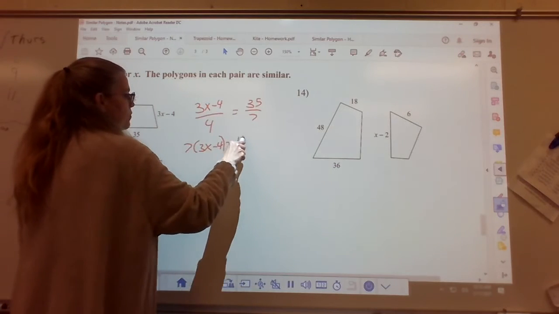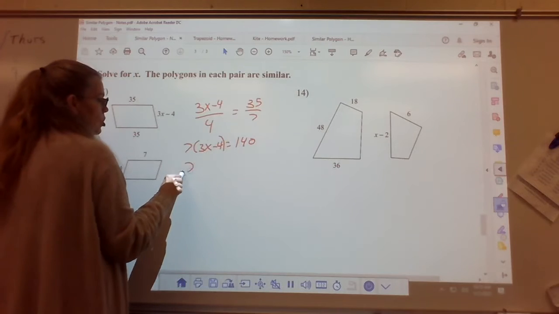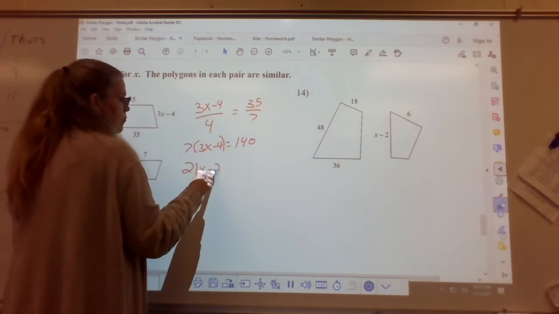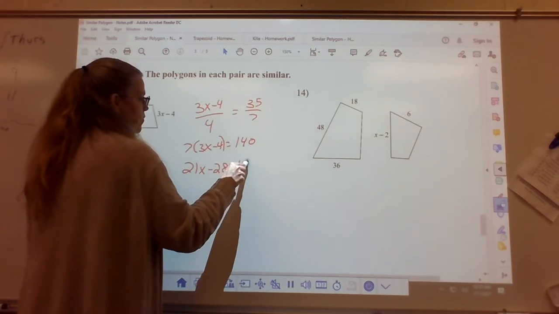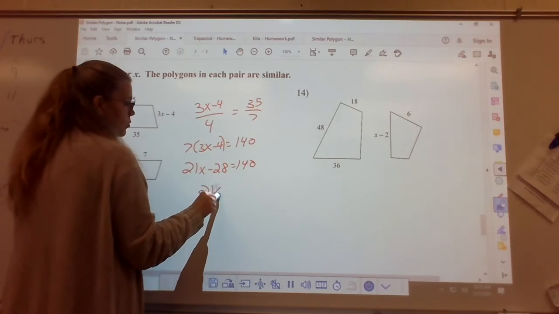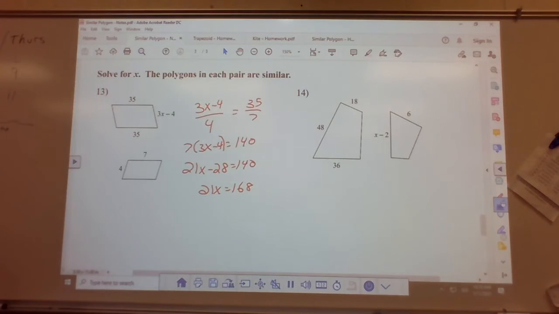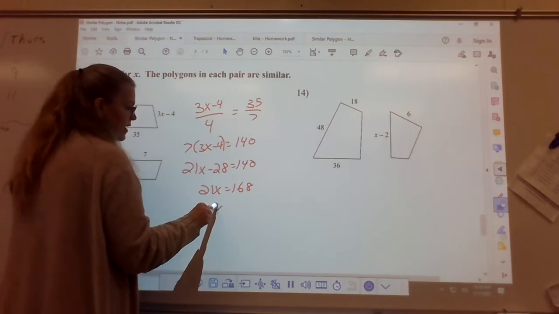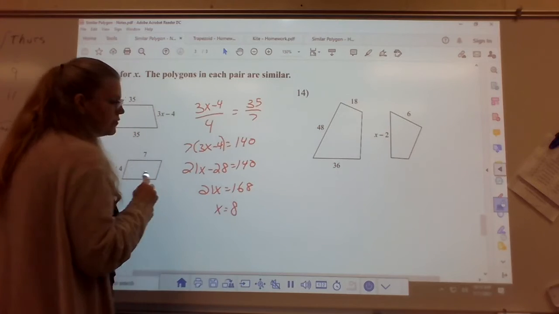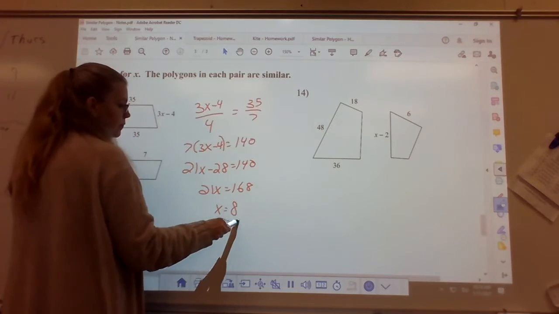35 times 4 is 140. Distribute the 7. So 21x minus 28 equals 140. Now I've got to add the 28. So 21x equals 168. So I get 168 there. Divide, I get 8. Now all of these should give you a whole number. If you don't get a whole number, something went wrong. There are no decimals in this stuff. There's no decimals at all. So x is 8.